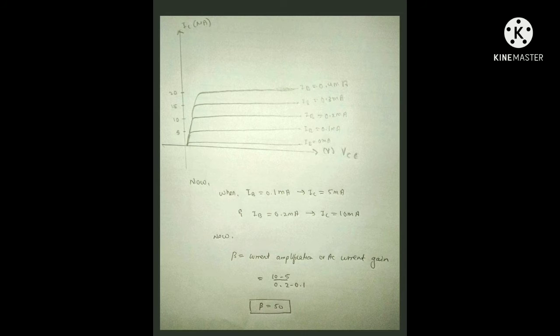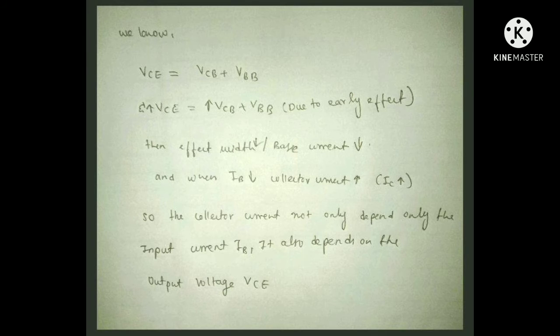Now for the AC current gain, the base current is 0.1 microampere, collector current is 5 microampere. When the base current is 0.2 microampere, the collector current is 10 microampere. So the AC current gain is equal to 10 minus 5 by 0.2 minus 0.1, which is equal to 50 for this output characteristic.